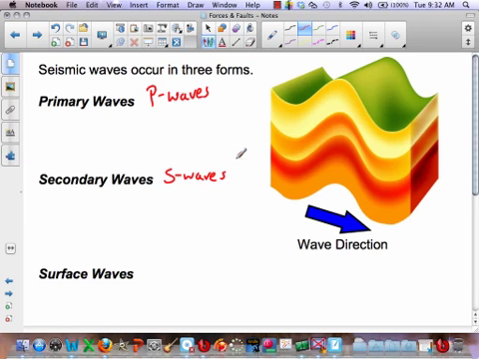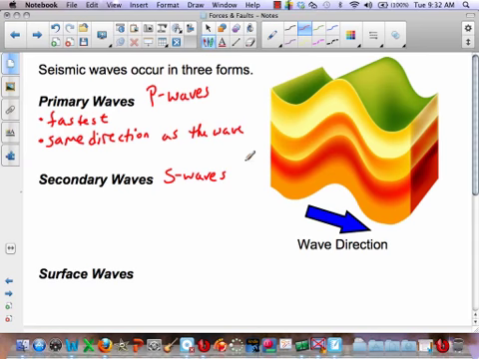What does primary and secondary mean? Primary meaning what? First. Secondary meaning second. All right, so which one do you think is the fastest? Primary, okay? So keep in mind that not all seismic waves travel at the same speed. Primary waves are definitely the fastest waves, and they move in the same direction as the wave.